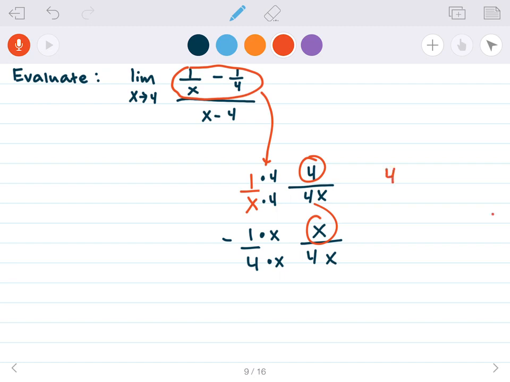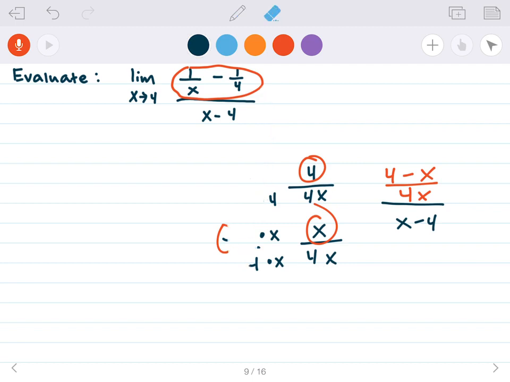Okay, so this became 4 minus x over 4x. So that's the top. We just got common denominators and made it into one fraction. And the bottom is still x minus 4. Okay. All right, so I'm going to erase this right here.